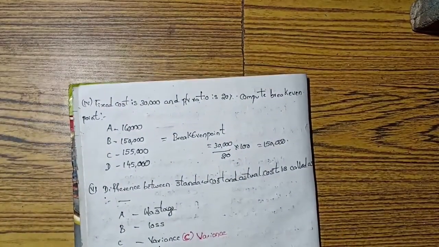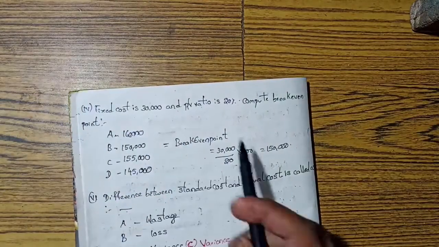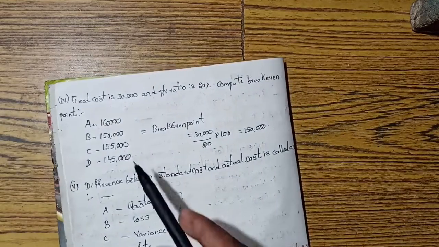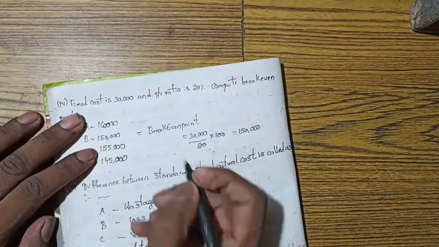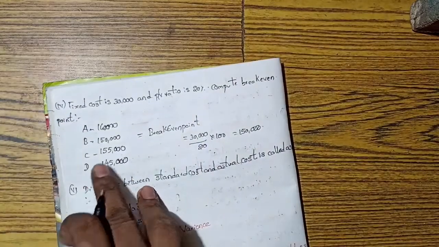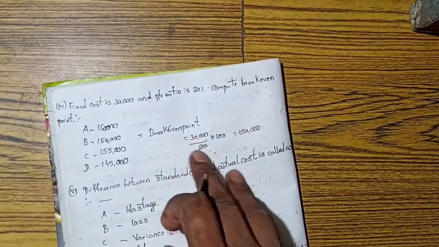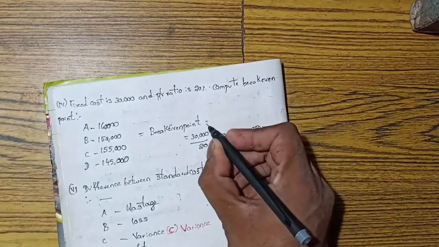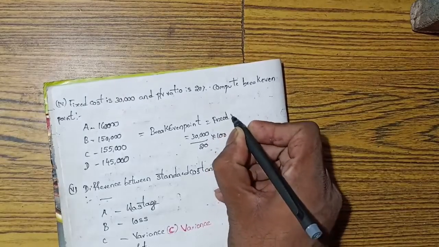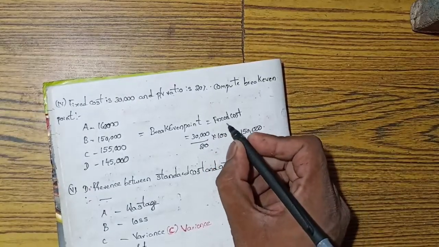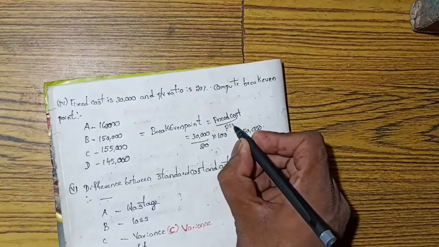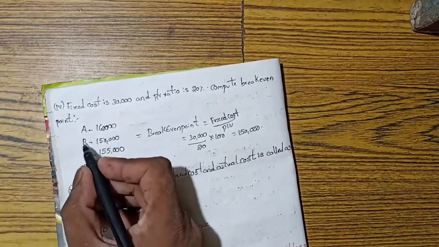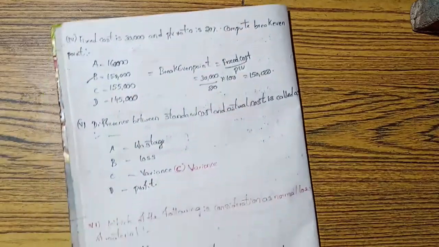Next, fourth one: fixed cost is 30,000 and PV ratio 20%. Compute the break even point. Options are 1,60,000, 1,50,000, 1,55,000. Break even point equals fixed cost divided by PV ratio, so 30,000 divided by 20 percent, that is equal to 1,50,000. So the option is B. Select option B. Like this we practice.